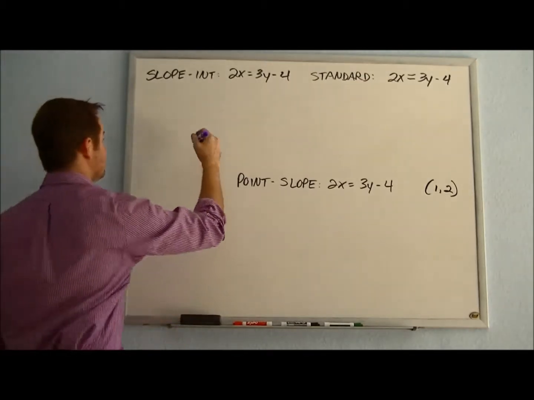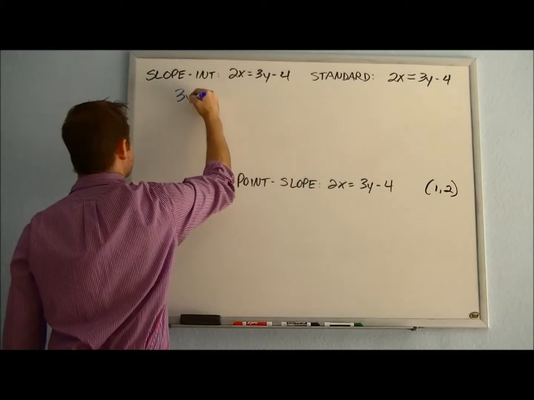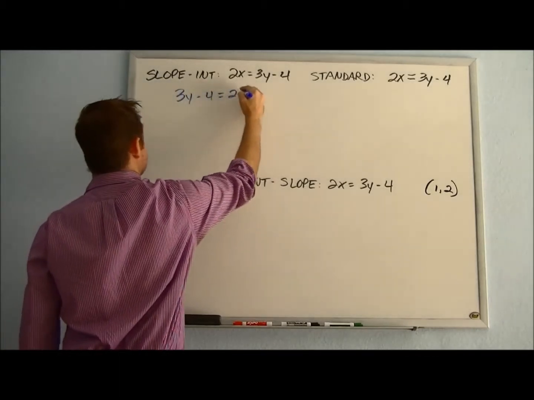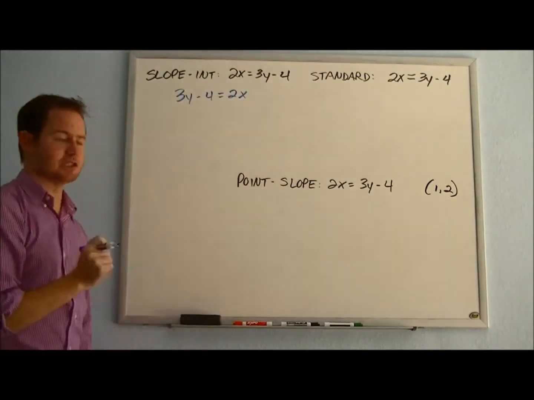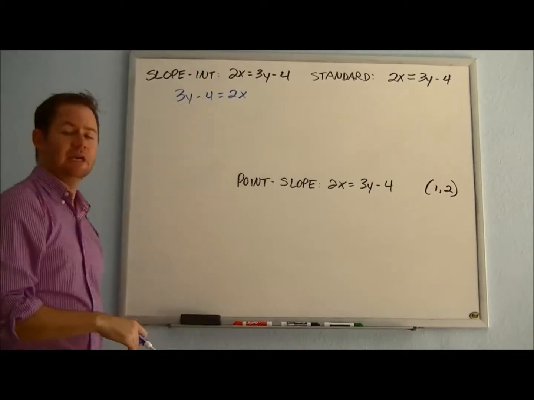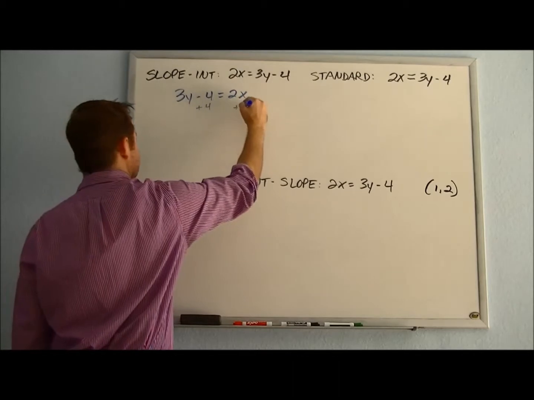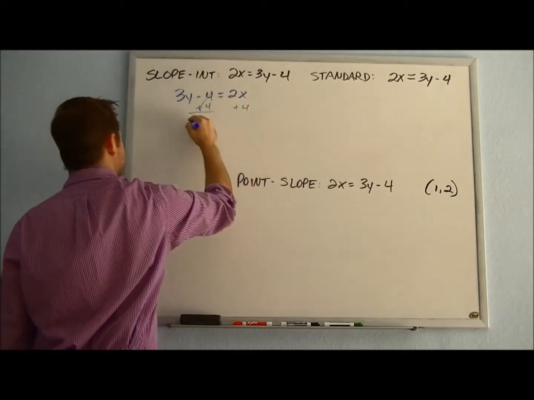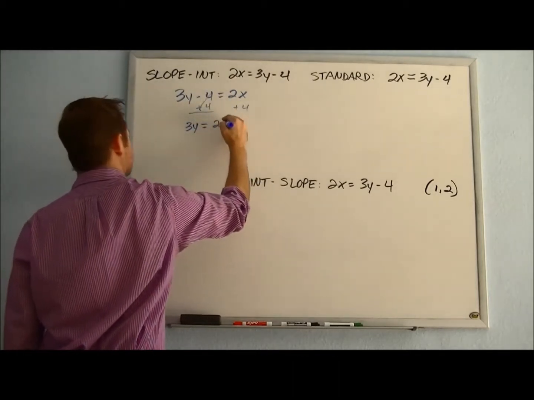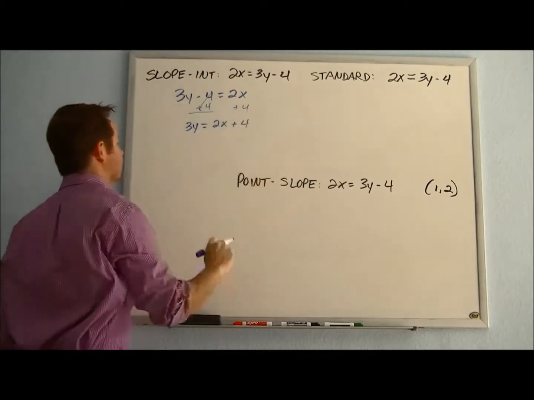written out typically. So if we rewrite this, this would be 3y minus 4 equals 2x. So we're just switching the sides so that we have y on the left. And then to isolate y, we have to add 4 to both sides. So that would give us 3y equals 2x plus 4.